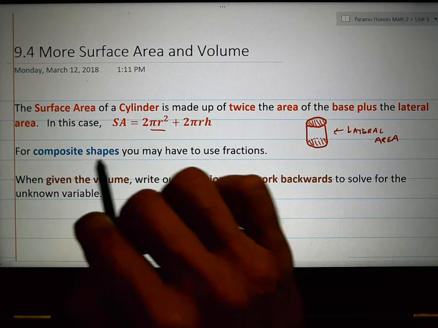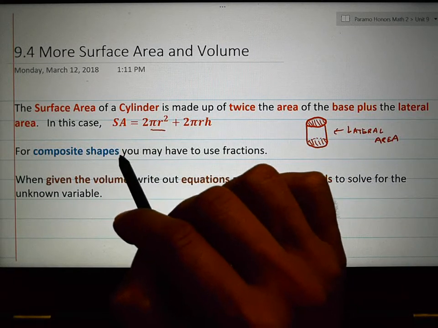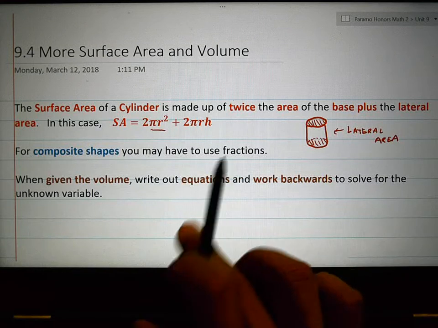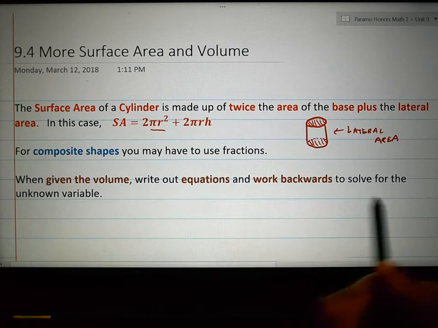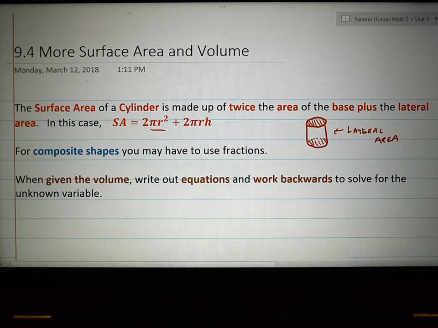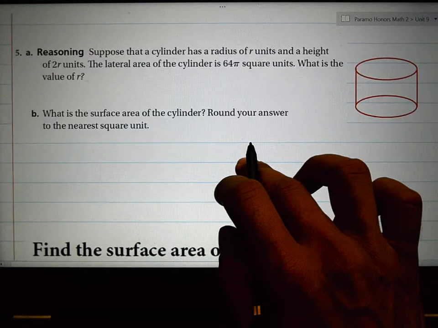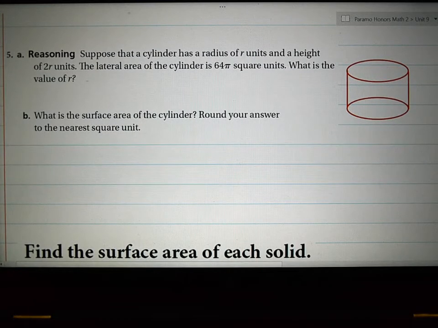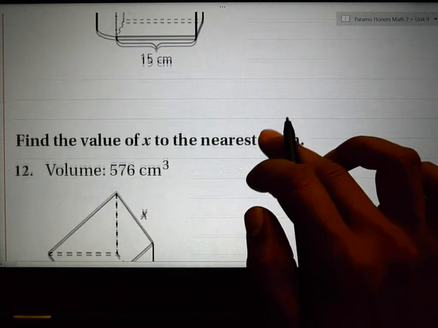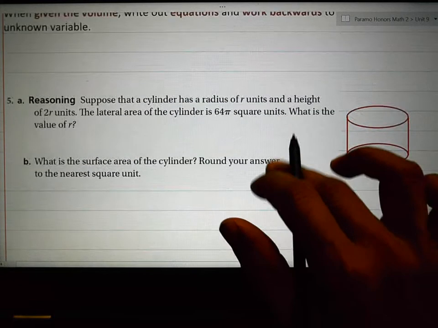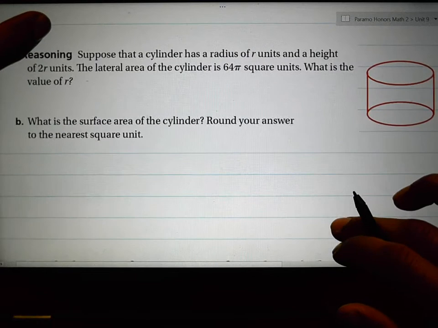Some of the problems you're going to have to use fractions to figure out what the answer is, and I'll show you what I mean. I have an example picked out for you. And lastly, when given the volume, write out your equations and work backwards to solve for the unknown variable. There'll be a few of those as well. So here are the examples that I have chosen for us to do together. There are 3 of them, 5, then 8, and 12. If you want to do these in your packet, you are welcome to do so.